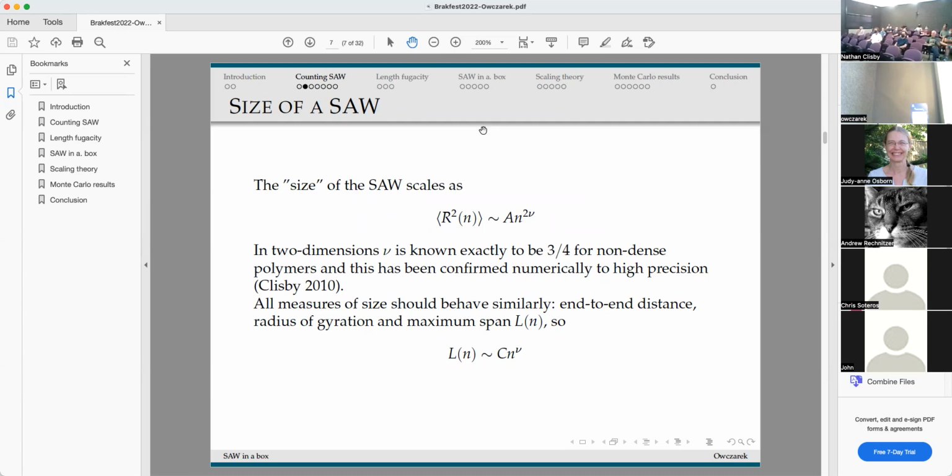Sometimes they measure the radius of gyration to get an idea of the size of a walk. But you could equally take a self-avoiding walk and think of the smallest square that you can fit that particular walk in, and measure that length. I'll call that L. That should scale in exactly the same way, because there isn't any other length scale in the problem. So that L should also scale as n to the 3/4 in 2 dimensions.